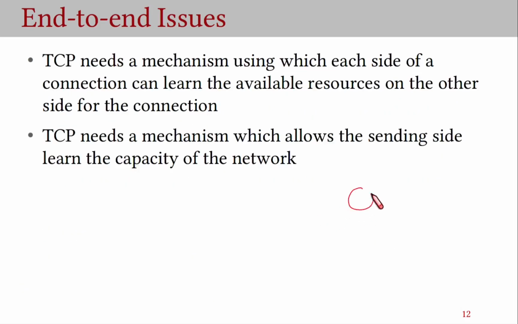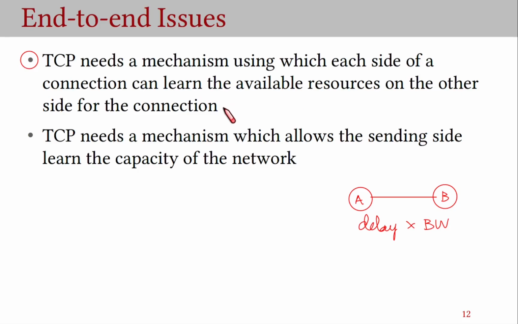In the case of endpoints that are connected by a single point to point link, the end systems are designed to support the link at its full capacity, and therefore one can set the sending and receiving window sizes as the delay bandwidth product. However, in the case of TCP, the destination is not directly connected to the sender, and furthermore the destination might be supporting several other TCP connections, and therefore TCP has a mechanism using which it learns the available resources on the other side.